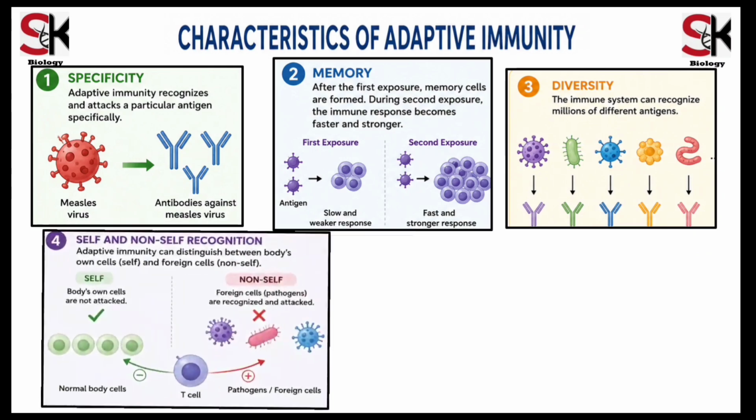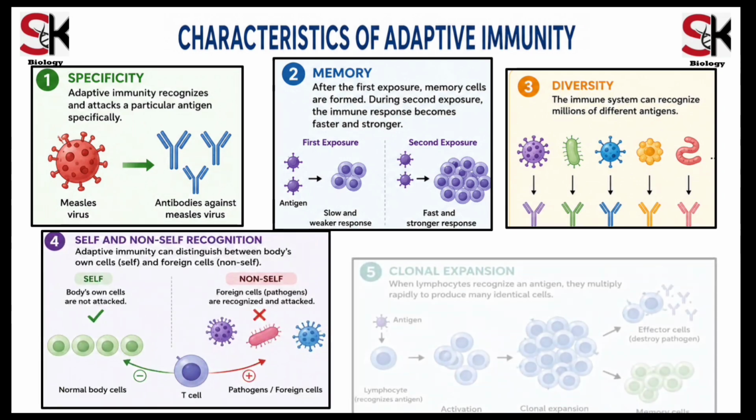Coming to the next characteristic, which is self and non-self recognition. Most important characteristic of adaptive immunity. So, adaptive immunity can distinguish between body's own cells, that is self, and foreign cells, that is non-self. Self are body's own cells, so they cannot be attacked by adaptive immunity. But non-self cells means foreign cells, that is pathogen, are recognized and attacked by adaptive immunity.